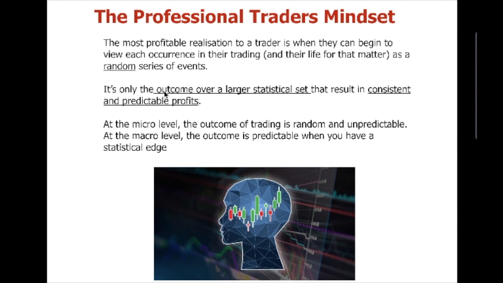It is only the outcome over a larger statistical set, which means over 50 to 100 trades, that results in consistent and predictable profits. So at the micro level, in other words, on a trade by trade level, the outcome is random and unpredictable. But at the macro level, in other words, over 50 to 100 trades, the outcome is predictable when you have a statistical edge.